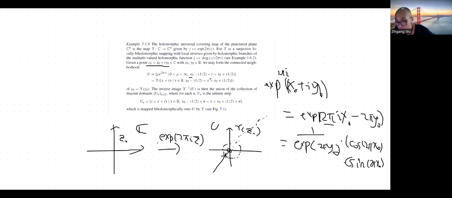So we will continue next time about the deck transformation group that is associated to this map.